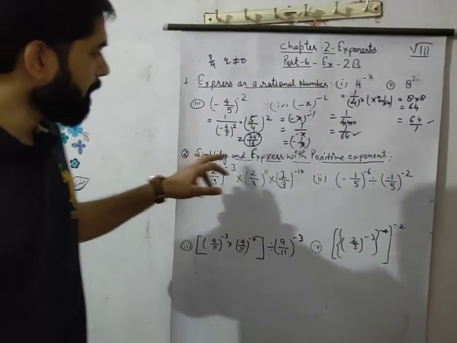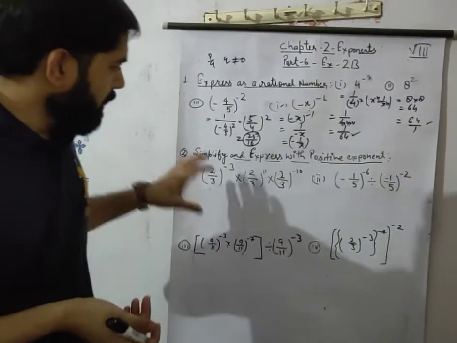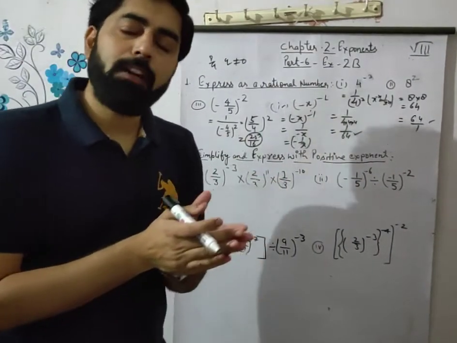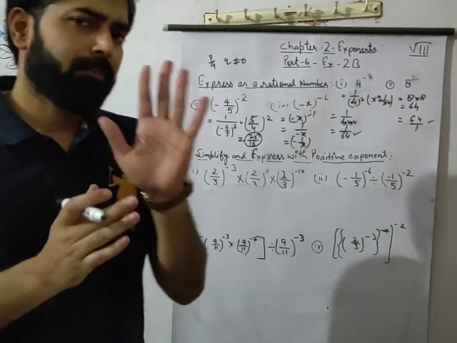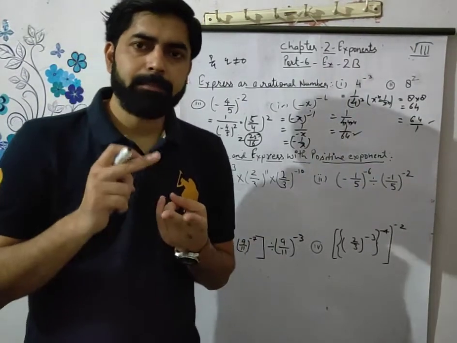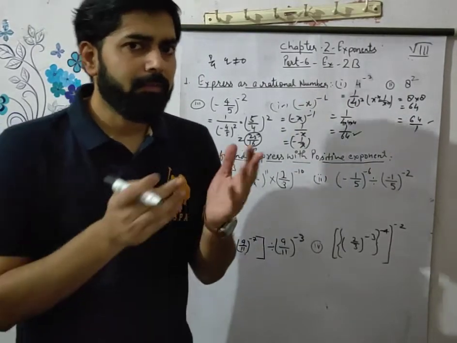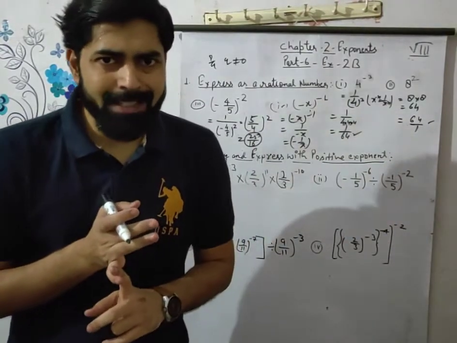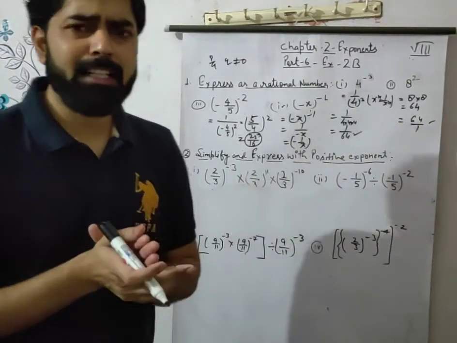Now the second question is: simplify and express with the positive exponent. Here there are 4 questions, based on the rules of exponents. How many rules are there? 6 types. First, zero: any rational number to the power 0. Then negative power. Then multiplying powers with the same base, we add the powers. Then power of a power means multiply the powers. Then dividing powers means subtract the powers with the same base. And last is expanded exponent.